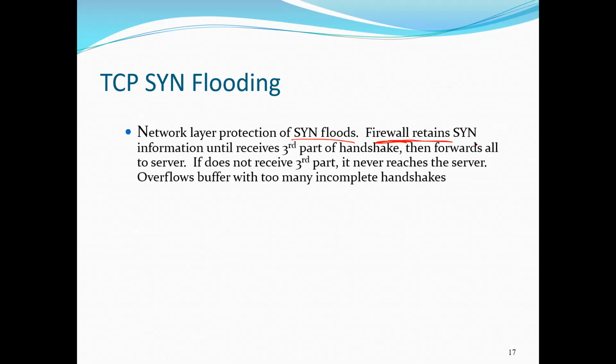So the firewall retains the SYN information until it receives the third part of the handshake, and then forwards it all to the server. If it does not receive the third part, it never reaches the server. Remember that the handshake has to occur first before data can be exchanged. So the overflow buffer with too many incomplete handshakes only happens in the firewall, instead of in the device. So that's all that is saying.